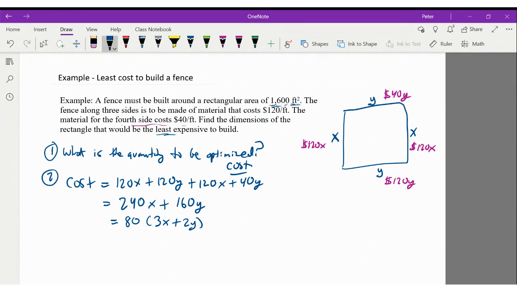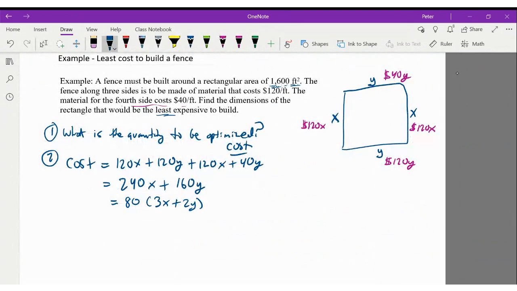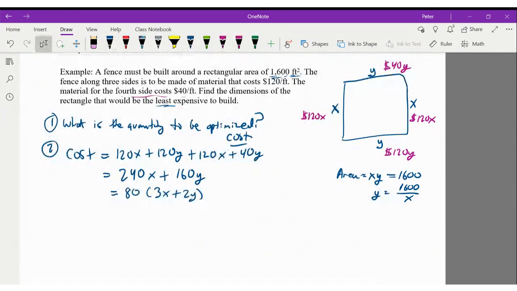Okay. So here we know that since the area is equal to x times y, and we also know the area is 1600, that means that y is equal to 1600 over x. So kind of similar to how we did this with the can problem, it's just a little bit easier. So, we also need the domain.